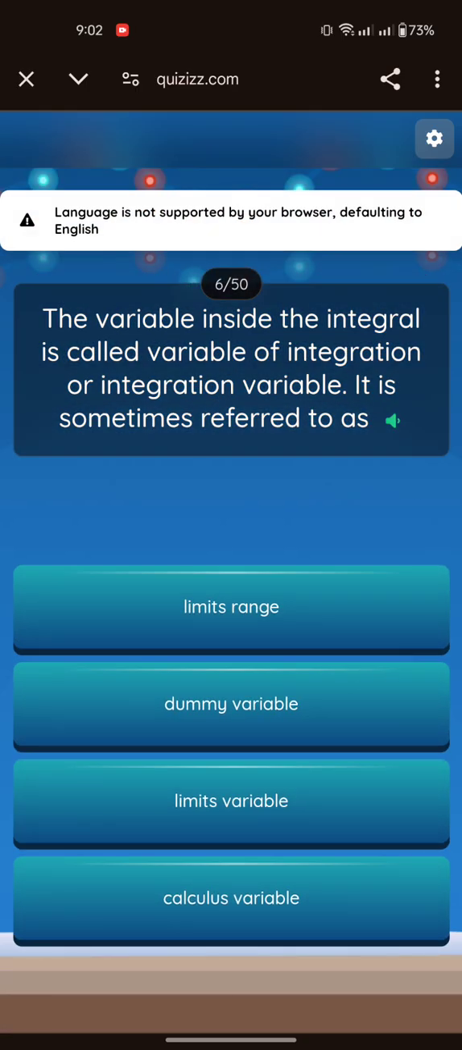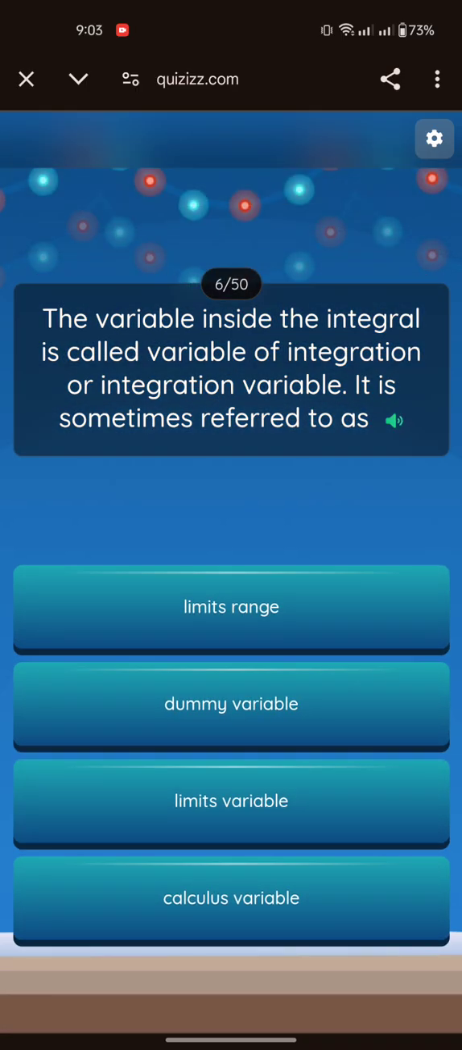Question. The variable inside the integral is called variable of integration or integration variable. It is sometimes referred to as Option 1 limits range. Option 2 dummy variable. Option 3 limits variable. Option 4 calculus variable.